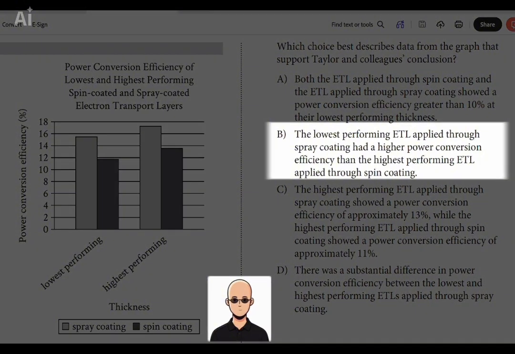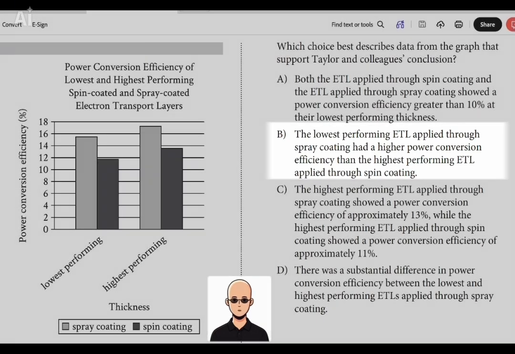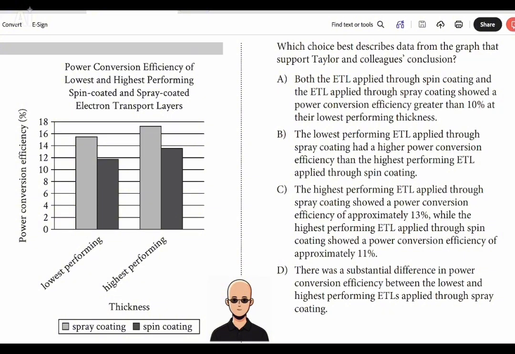B. The lowest performing ETL applied through spray coating had a higher power conversion efficiency than the highest performing ETL applied through spin coating. Okay. This might be a possibility as it states that spray coating had a higher power conversion efficiency than spin coating. Mark it with a check.